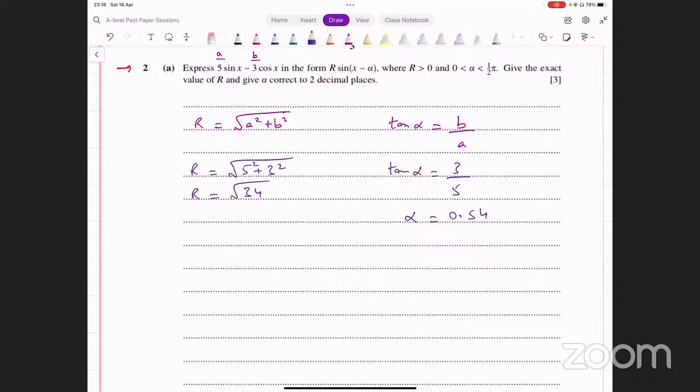You have to write it to 2 decimal places. इसको 3 decimal पे लिखेंगे, you lose a mark. इसको 1 decimal place पे लिखेंगे, you lose a mark. Exactly follow करना है उसको, ठीक है? Okay, good.